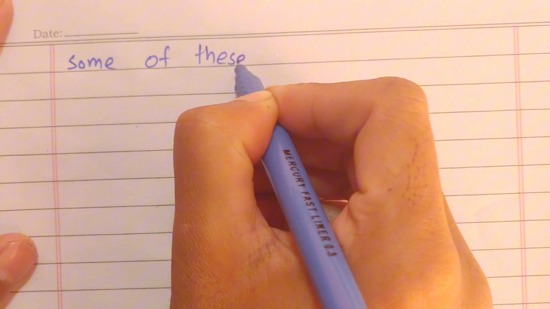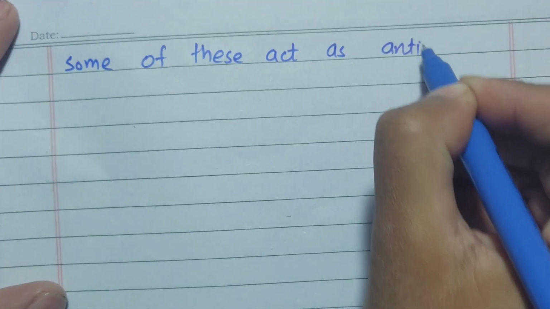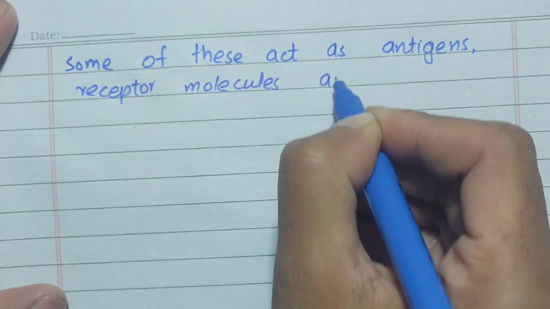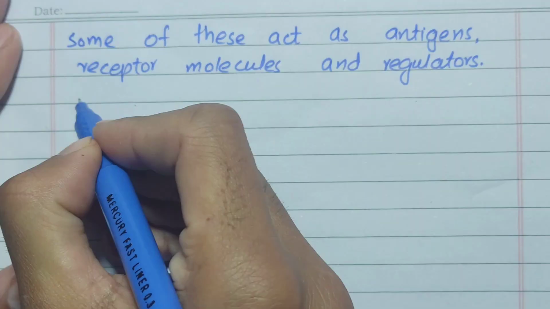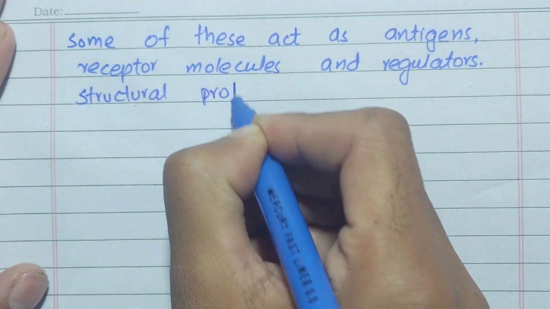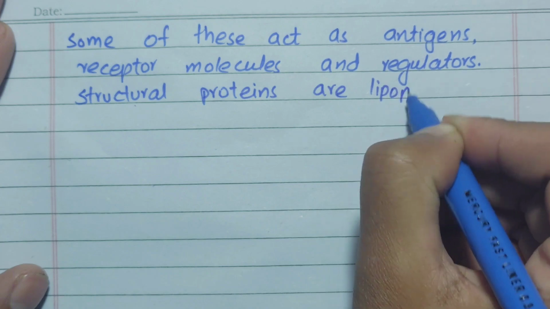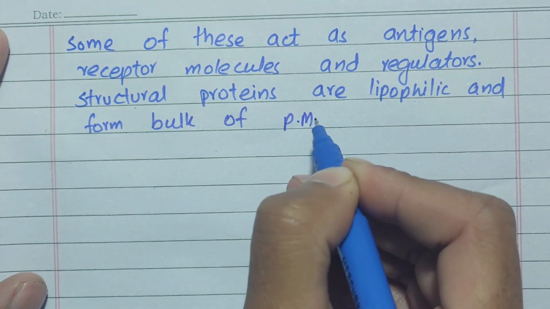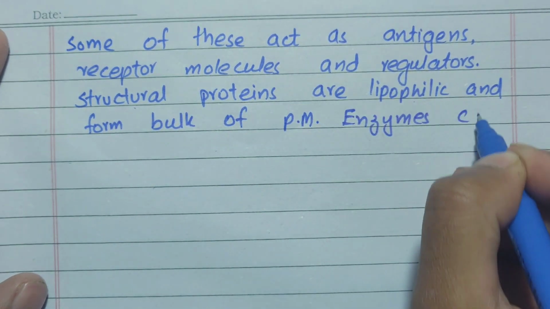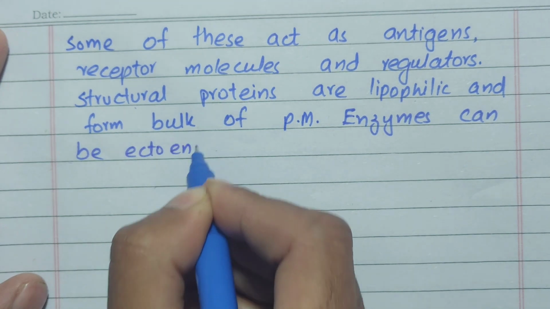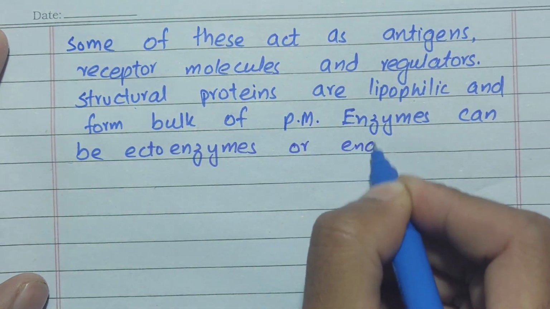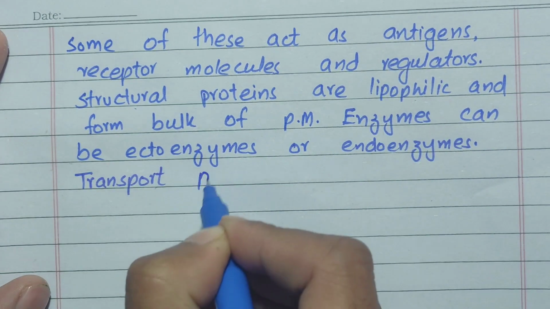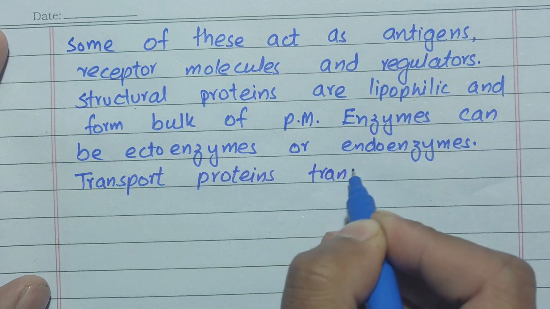Some of these proteins act as antigens, receptor molecules, and regulators. Structural proteins are lipophilic. Lipophilic means lipid loving and form bulk of plasma membrane. Enzymes can be ectoenzymes or endoenzymes. Transport proteins transport specific substances across plasma membrane.